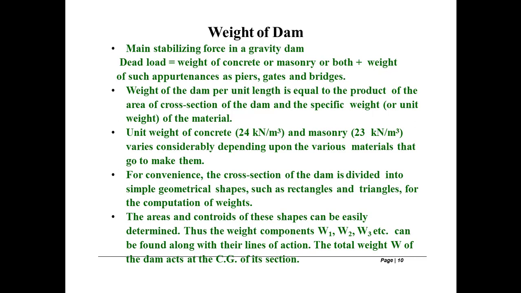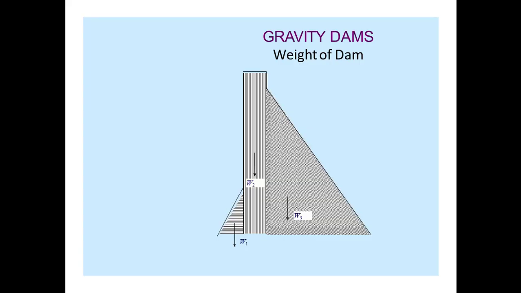Thus, the weight components W1, W2, W3, etc. can be found along with their lines of action. The total weight W of the dam acts at the center of gravity of its section. So in order to find the total weight of the dam, the cross section of the dam is divided into simple geometrical shapes, which may be rectangles or triangles.